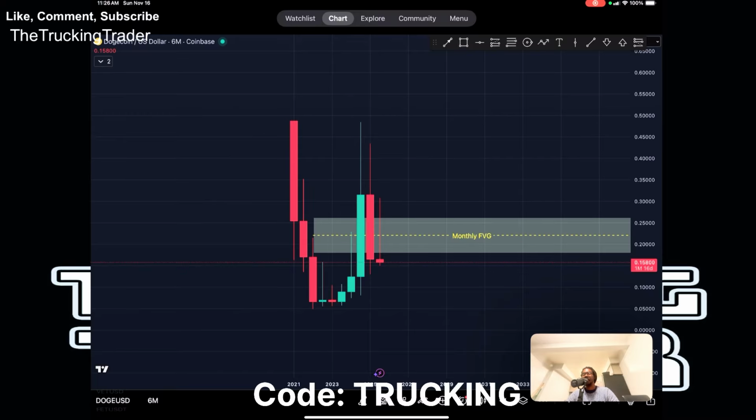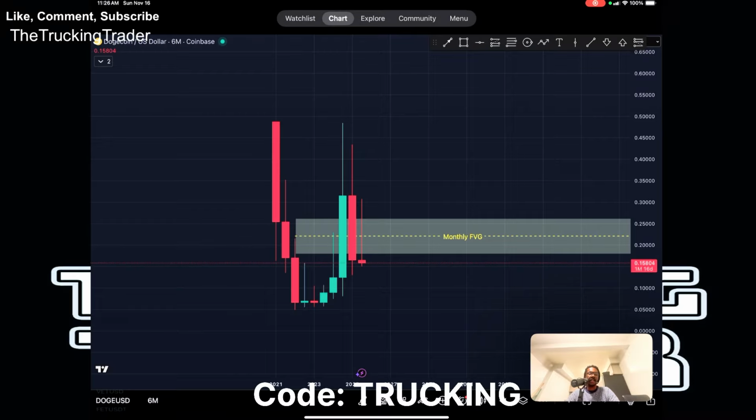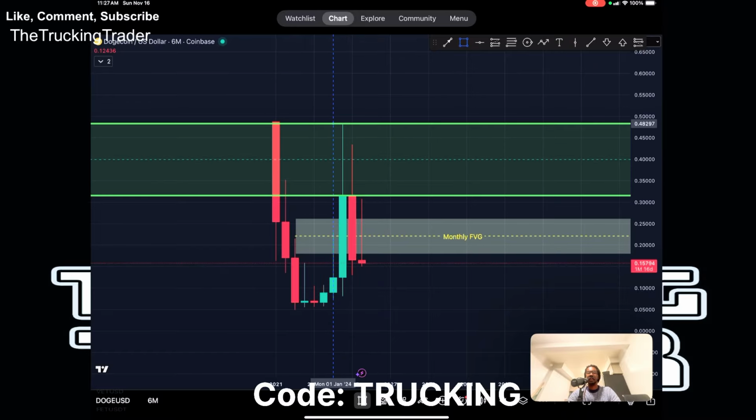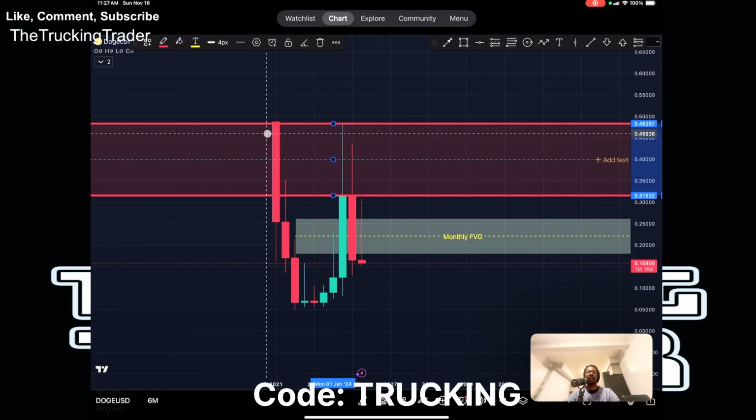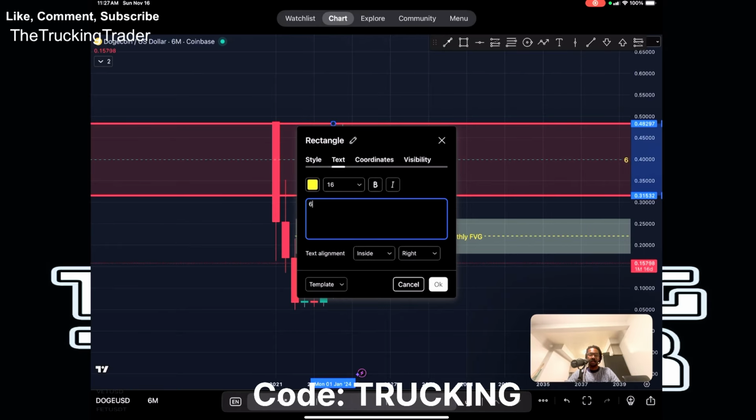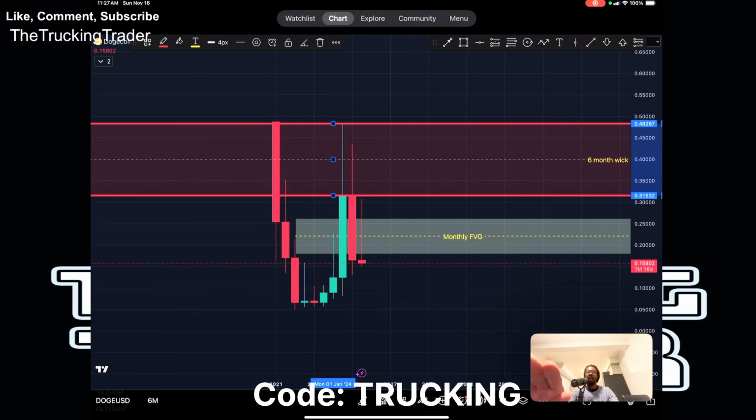And I'm going to be honest with you guys, so far on the 6-month chart, I'm not really a big fan of this chart right here. There's not that much market structure for us to go off of. We can obviously box up this wick right here. I'm going to box up this wick, and then I'm going to label it up here. Change this color to red. And then I'm going to click on this box and then label it as 6-month wick. All right, so now that I have that label, I'm going to lock that in.